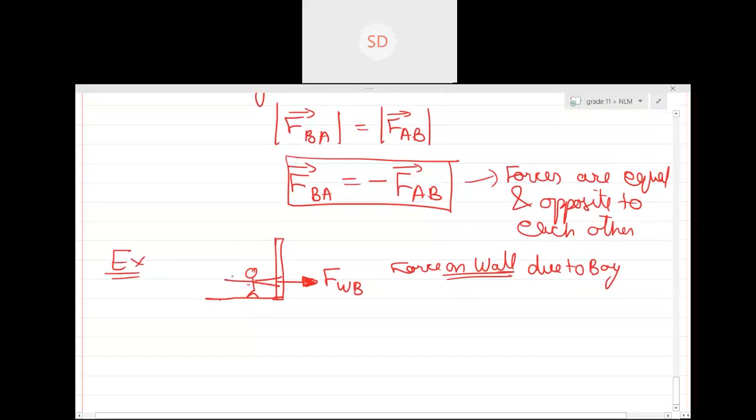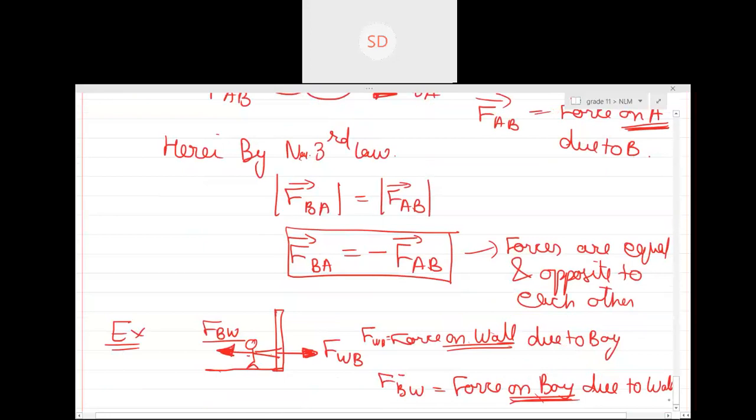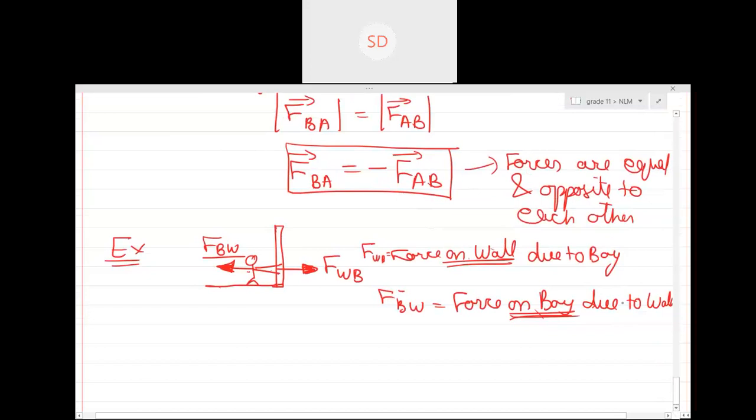Similarly, the boy will also be experiencing the same force in the backward direction. The force on the boy, F_BW. Can you please note this particular thing? They both are acting on different objects. Yes or no? So if the boy is pushing this wall with the force F1, then the wall will also push him back with the same force but in the opposite direction. Is this clear?